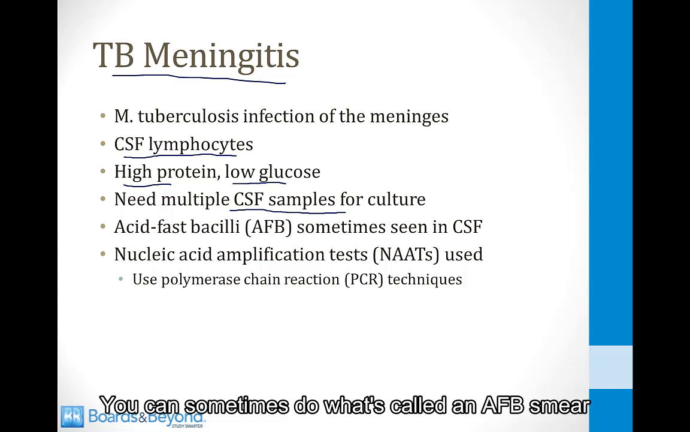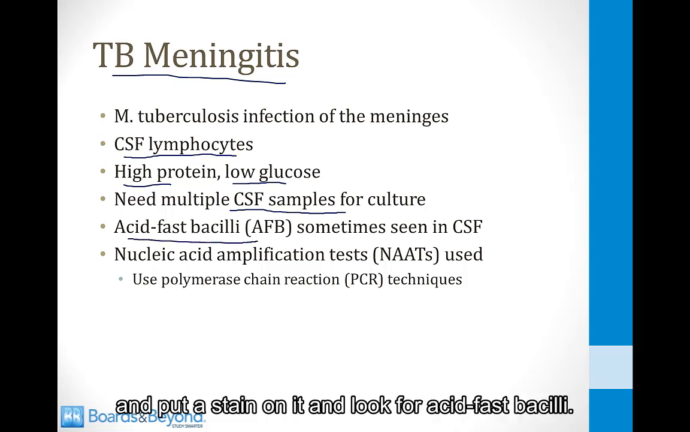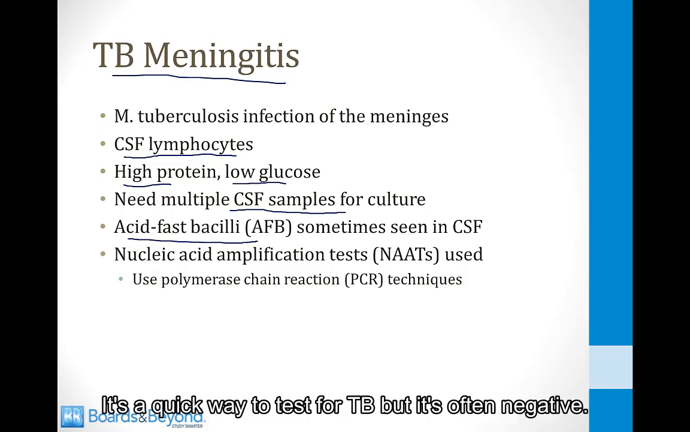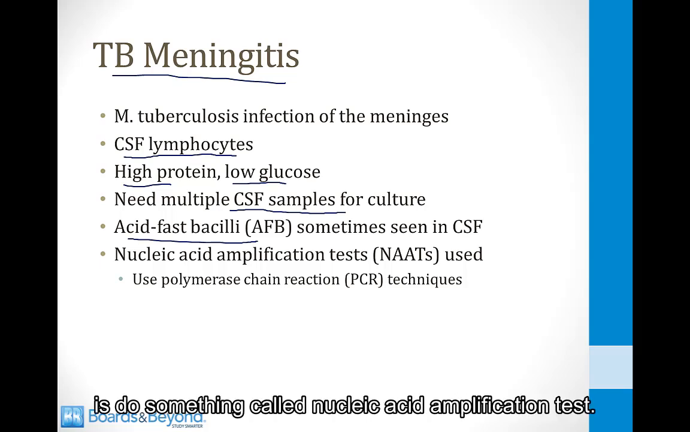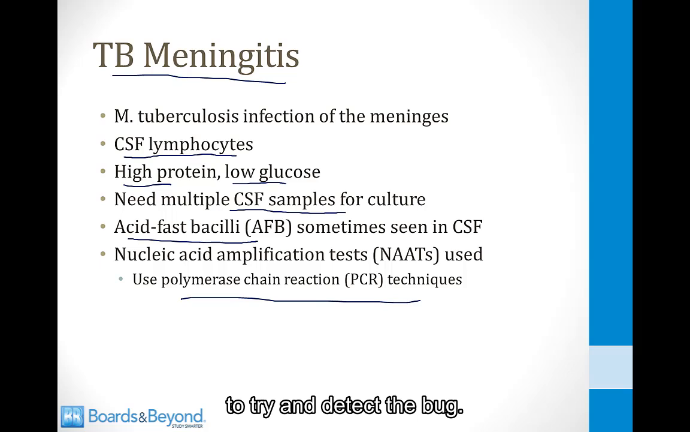You can sometimes do what's called an AFB smear, where you put some of the CSF on a slide and put a stain on it and look for acid-fast bacilli. It's a quick way to test for TB, but it's often negative. What you really need to do is do something called a nucleic acid amplification test. These use genetic techniques in PCR to try and detect the bug.